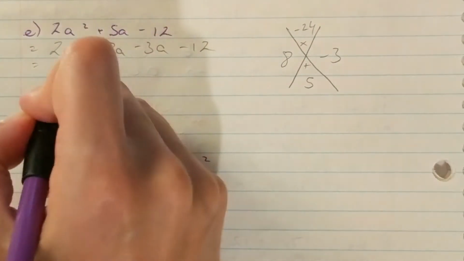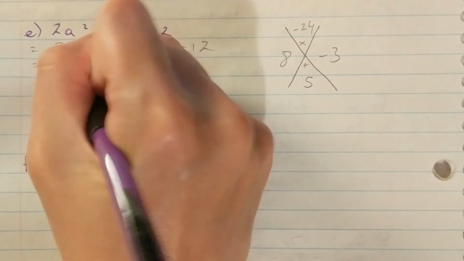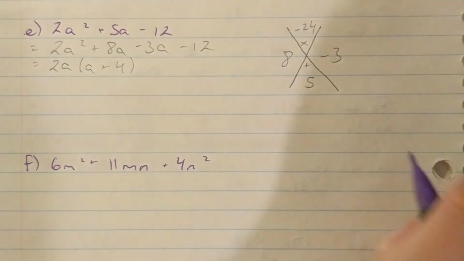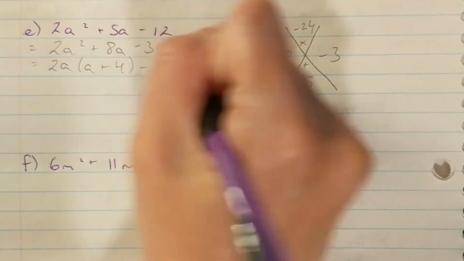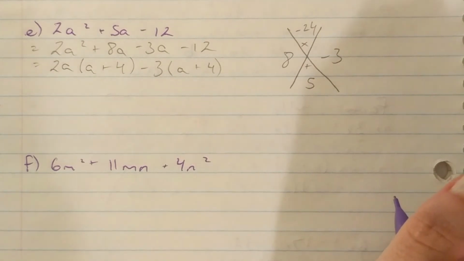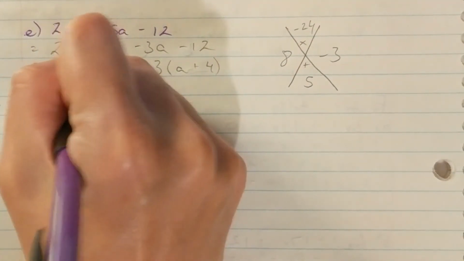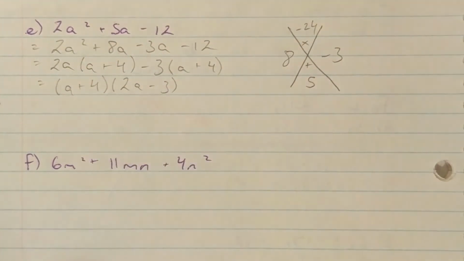We're going to common factor my first two terms. I can pull out a 2a. I have an a plus 4 left over. And in my second pair, I'm going to pull out a negative 3, once again leaving me with a plus 4. Okay, I common factor out the a plus 4, left with 2a minus 3.